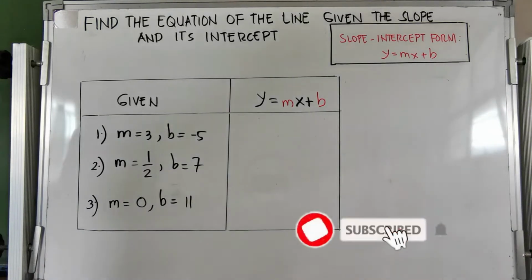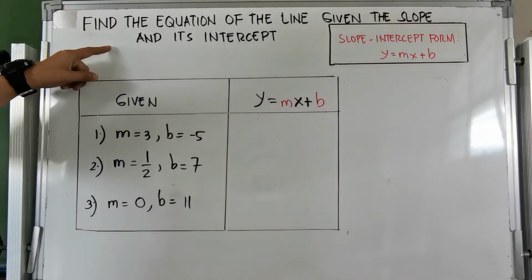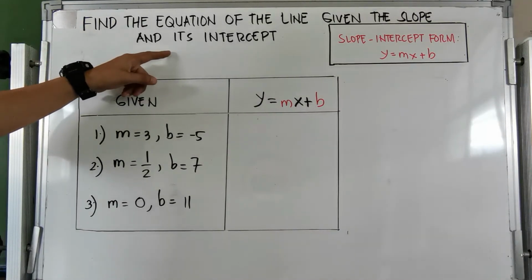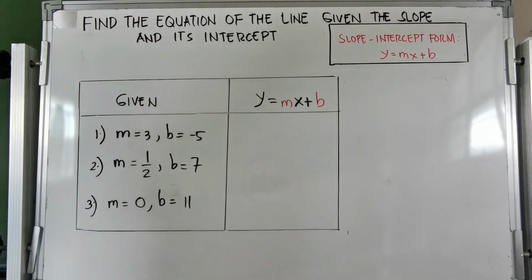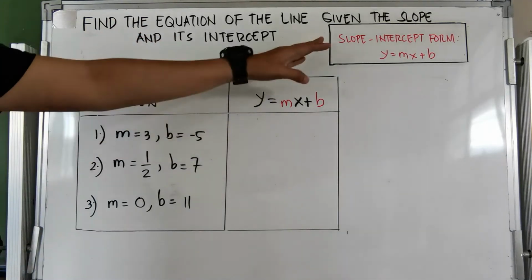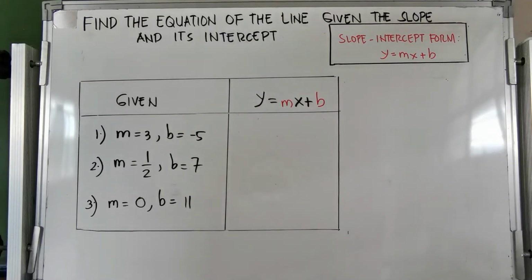For today's lesson, i-discuss natin how to find the equation of the line given the slope and its intercept. Since given na ang slope and intercept, pwede natin gamitin ang slope-intercept form sa pagsulat ng ating equation. But there are given na nire-require na kailangan nating isulat yung equation in standard form.